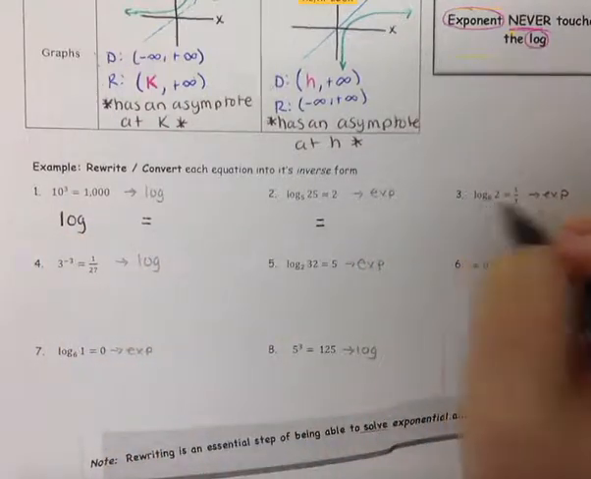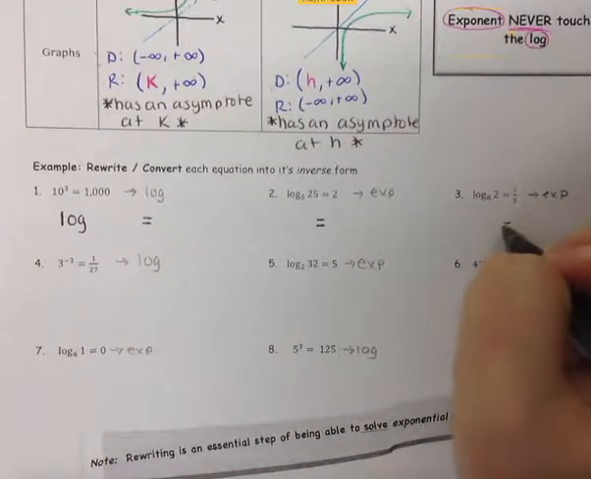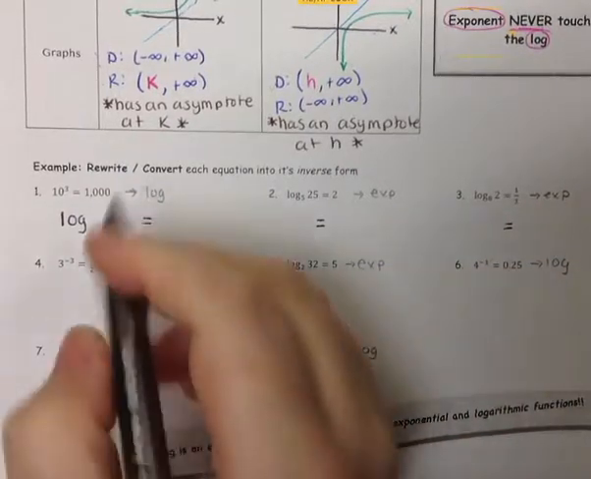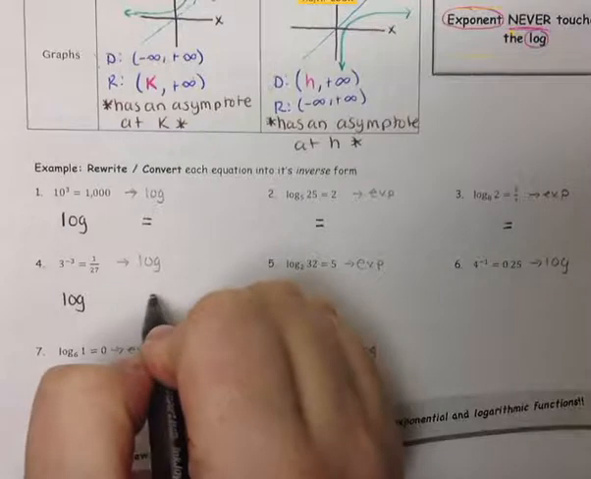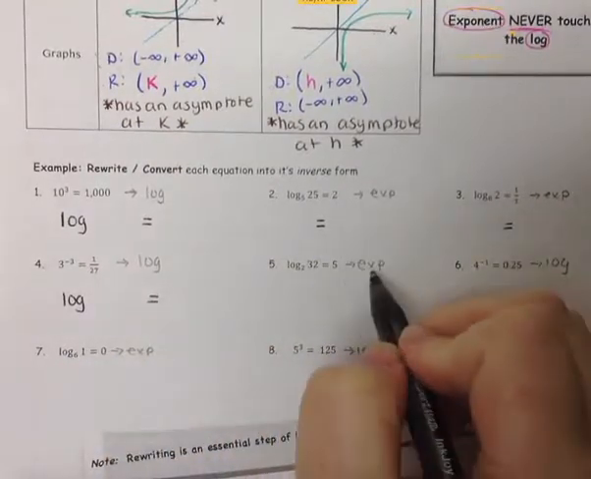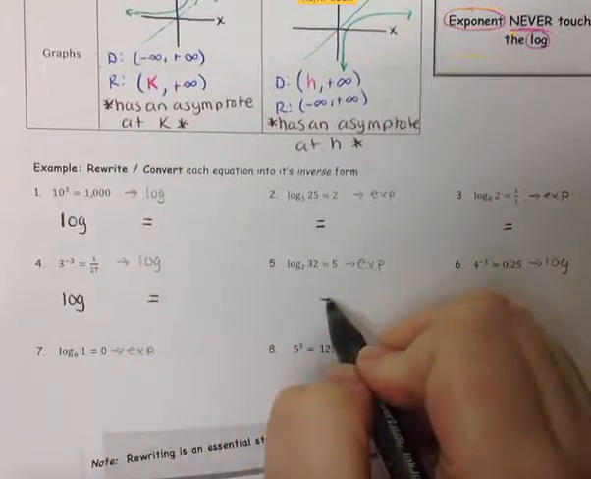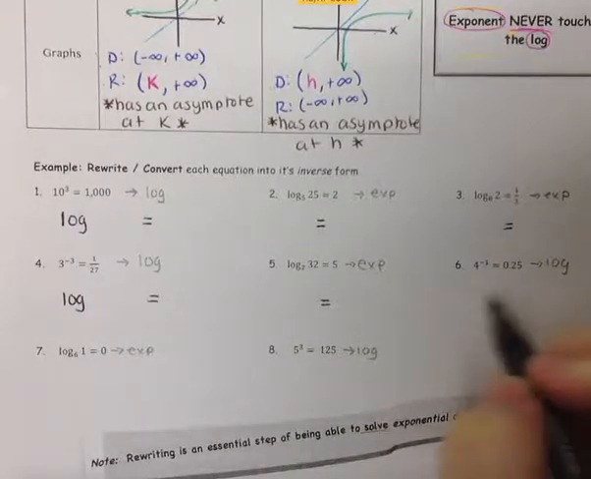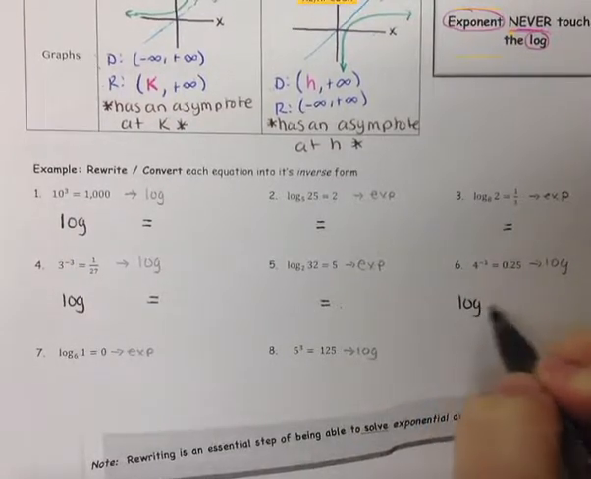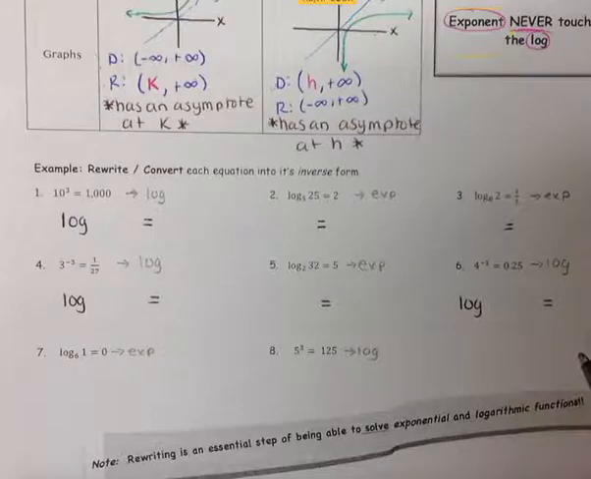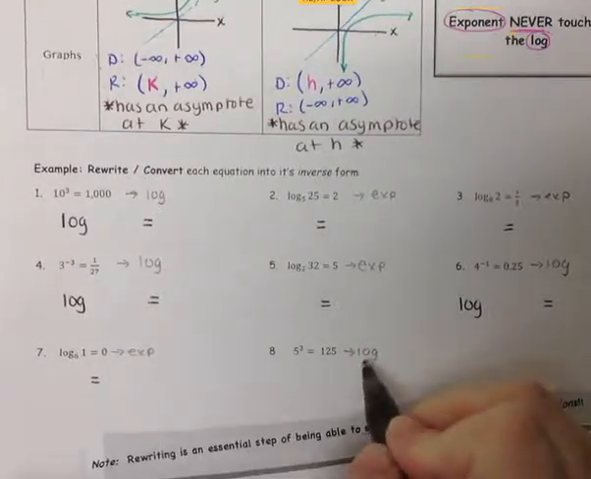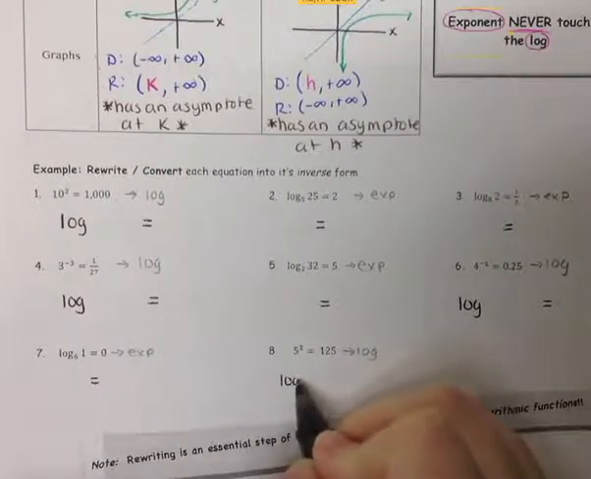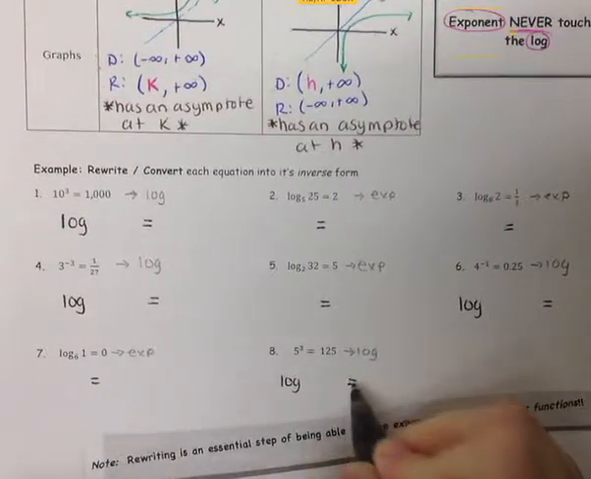So for this logarithm that's turning into an exponential, I'll just have an equal sign. For the exponential turning into a log, I'll have the word log, leave some space, equals. Turning into an exponential, I'm going to have an equals. Turning into a log, I'm going to have a log, space, equals. Turning into an exponential, I'm going to have an equals. Turning into a log, I'm going to have log, space, equals.